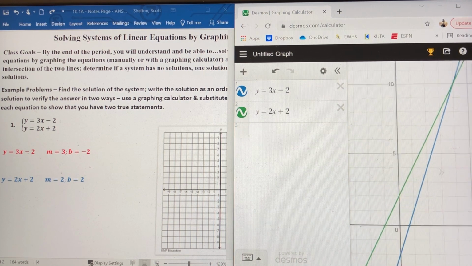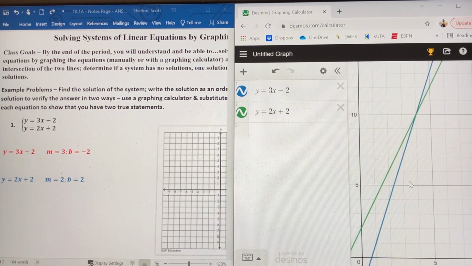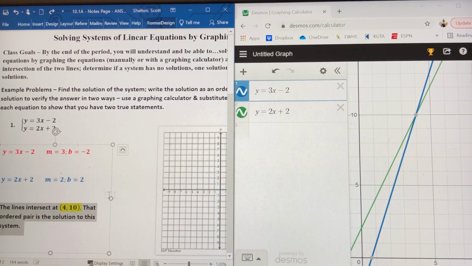So I need to move my graph down so I can get to that intersection point. On Desmos, which is great for solving systems by graphing, you just want to see where these two lines intersect. We're going to touch that point right there, and you're going to see the solution. The solution's (4, 10), because that's the intersection point. So the lines intersect at (4, 10), and that ordered pair is the solution to this system.